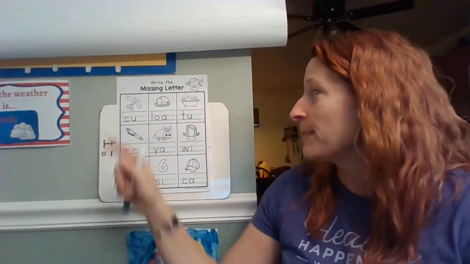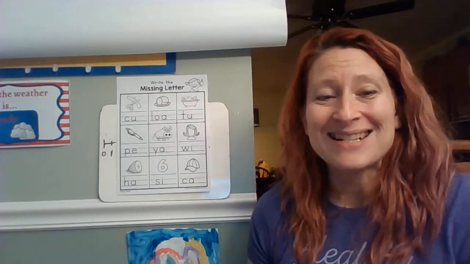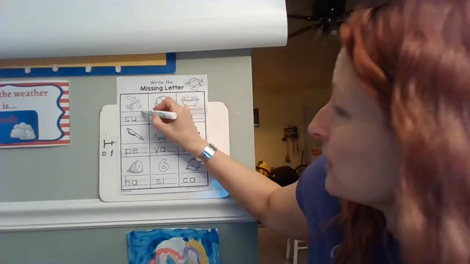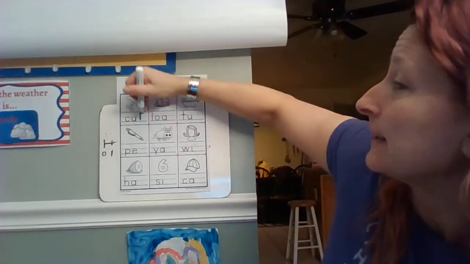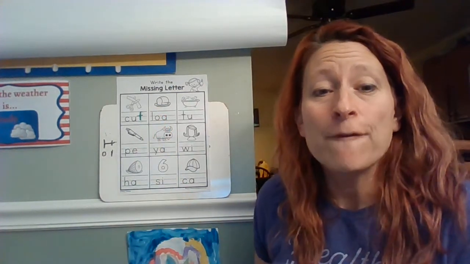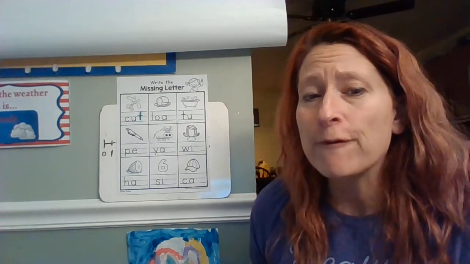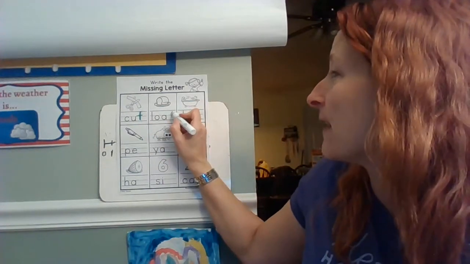So I'm just going to move a little bit here so you can see this and you can hear me. And we're going to look at some pictures. So this picture is a pair of scissors, and it's cut. The word is cut. That ending sound is a t sound, which is a T. All right. The next picture is a loaf of bread. So let's say loaf. What's that sound? Loaf. That is an F.